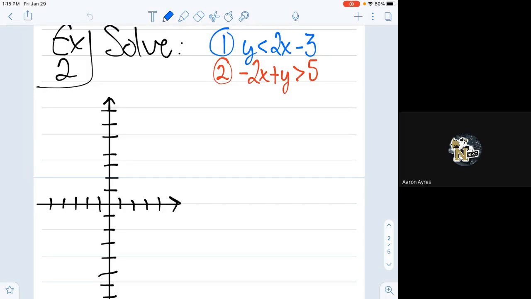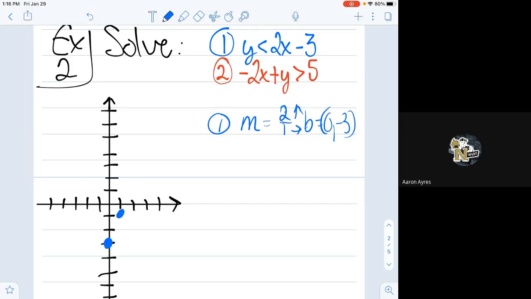All right, everybody. I'm going to go ahead and start working on this one. So for the first inequality, our slope is 2 over 1. Intercept is (0, -3). We're going to start at (0, -3) right here. Everybody okay with that? Up 2 levels, right 1 level. Puts me right there.